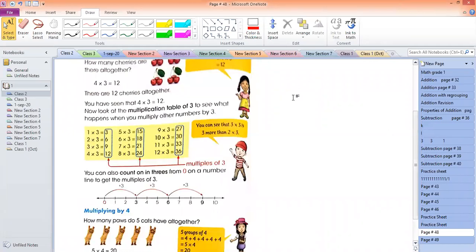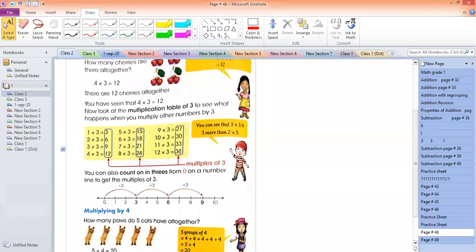When you multiply 3 by 1, the answer is 3. 3 by 2, the answer is 6. 3 by 3, the answer is 9. 3 by 4 equals 12. 3 by 5 equals 15. 3 by 6 equals 18. 3 by 7 equals 21. 3 by 8 equals 24. And 3 into 9, 27. 3 into 10, 30. 3 into 11, 33. And 3 into 12, 36. Right? So this is also known as multiples of 3.